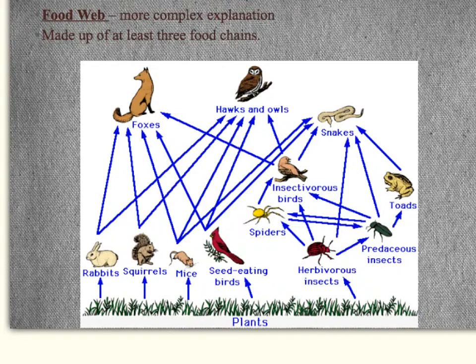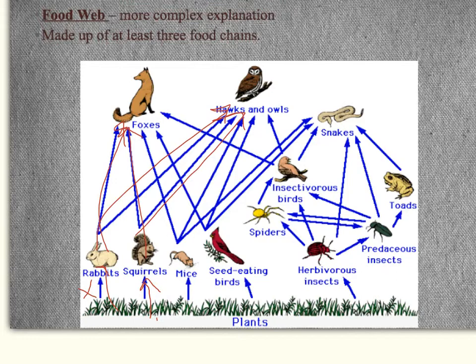So in this particular one, let's start with a rabbit. We have our primary producers, the grass. The energy from the grass is going to the rabbit. The energy from the rabbit is going to the fox, or it could go to the hawk and owls. If we go here, the squirrel eats the grass, so the energy from the grass goes to the squirrel, which again can go to the fox or the owl.